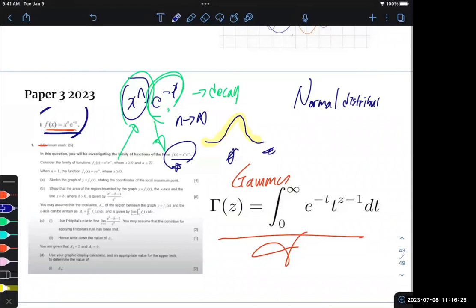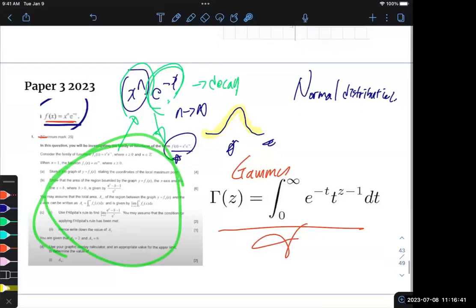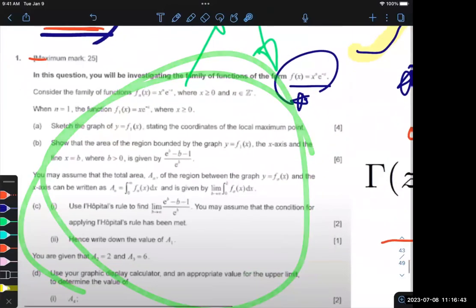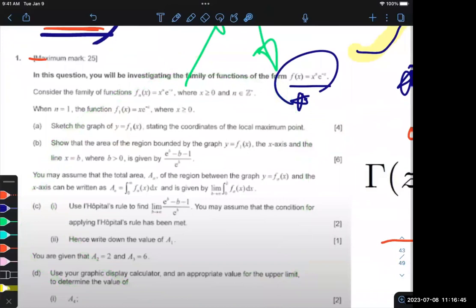The normal distribution is the distribution we use for describing random behavior in continuous situations, such as when you measure height, average height or average weight. We use the normal distribution for that. And as you can see, in this question, they don't talk about the gamma function or the normal distribution. But obviously, that function came from there.